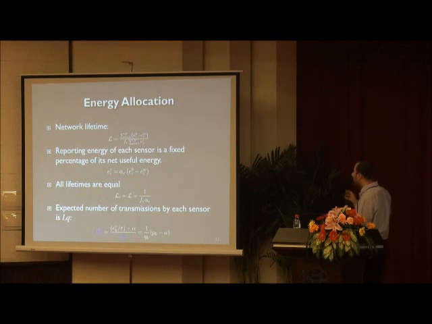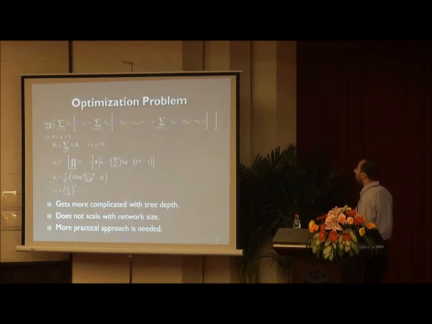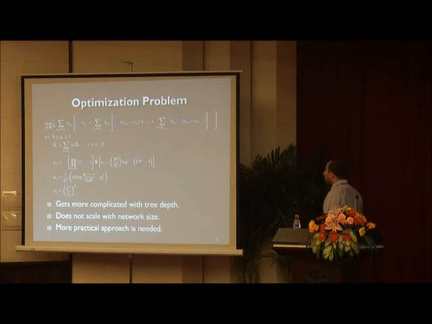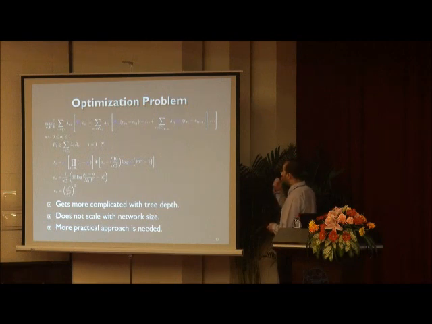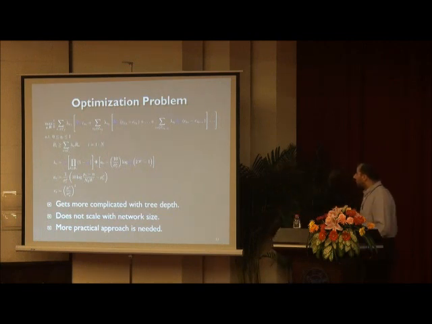Now, putting all these things together, we get our optimization problem here. This is our objective function expressing the deflection coefficient, our detection performance, in terms of the communication rate for the sensors and the attempt probability at the MAC level. And of course, these are our constraints. So unfortunately, this optimization problem gets more and more complicated with the tree size, and it will not be practical just to solve this global optimization problem in practice. So clearly, we need a more practical approach.